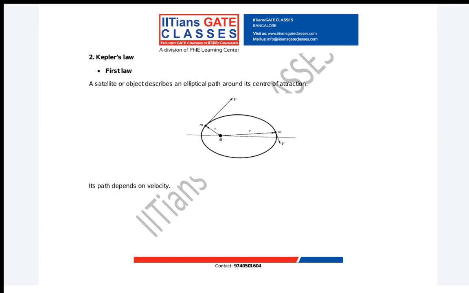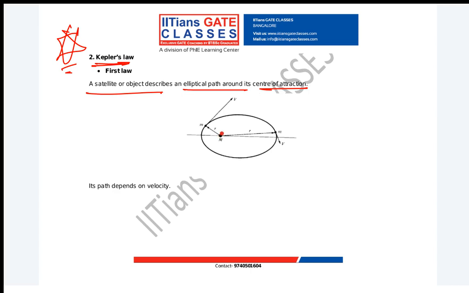Okay, now we come to space dynamics. And from Kepler's laws, there are questions in the GATE exam. There are 2-3 questions from Kepler's laws. So what is Kepler's first law? The first law says a satellite or object describes an elliptical path around the center of attraction. Okay, center of attraction.